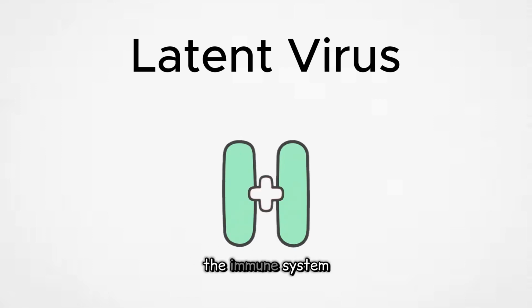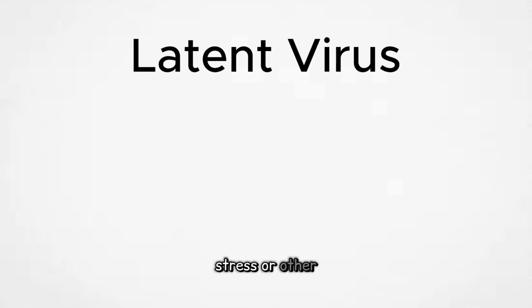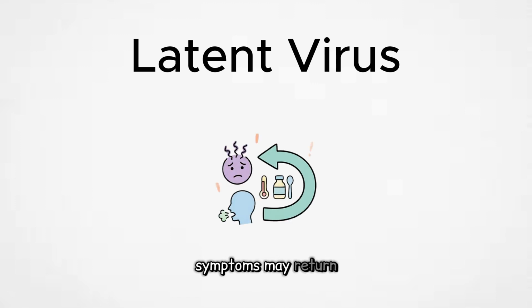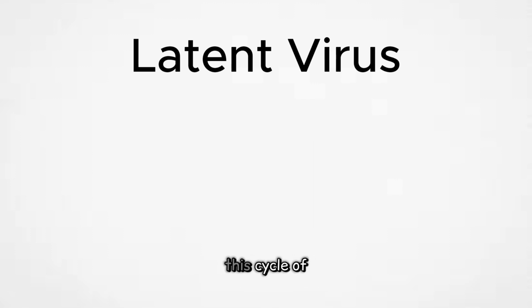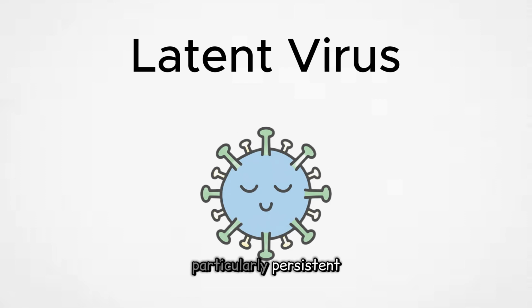Later on, if the immune system becomes weakened, or if the body goes through stress or other triggering conditions, the virus can reactivate. When it becomes active again, symptoms may return even though the original infection seemed to have ended. This cycle of hiding and reappearing makes latent viruses particularly persistent and difficult to fully remove from the body.